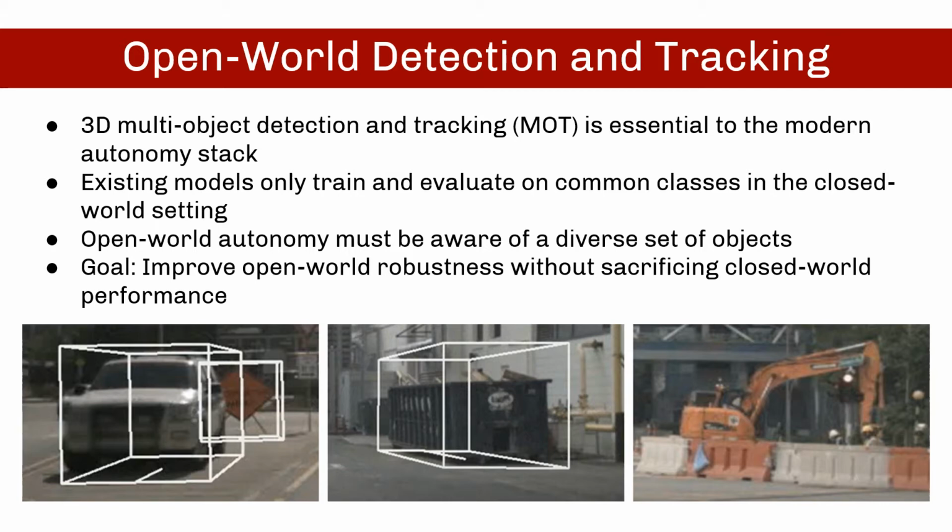However, it's the 1% of driving situations which can cause problems, and that's exactly what we want to address and try and improve. So the goal here is to create open world autonomy that's aware of a diverse set of objects. And as discussed previously, we know that these common classes in a closed world setting are so important for a majority of driving situations. So we don't want to sacrifice performance on these particular classes, but we also want to try and improve robustness to never before seen novel objects.